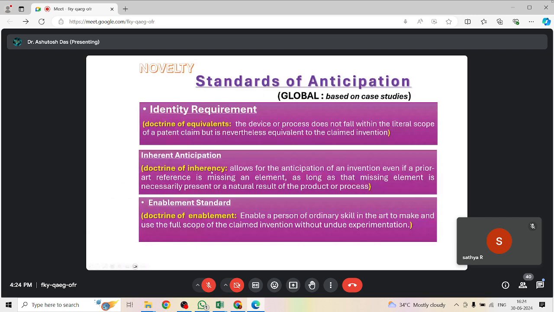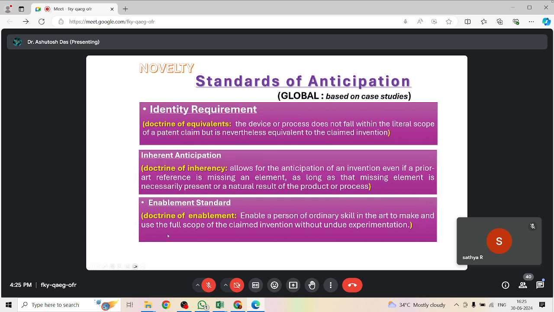Inherency means what? It allows anticipation or invention even if the prior art reference is missing. That means intermediate methods may be there or not there, but the final result is understood. For example, you're producing one item and another item. Now the intermediate step: that person may not disclose that intermediate method, but it is still considered to be anticipation, meaning not novel. It is still considered inherent anticipation because it must be there. Without it, it is not possible. So in that case, also, it is considered the same.